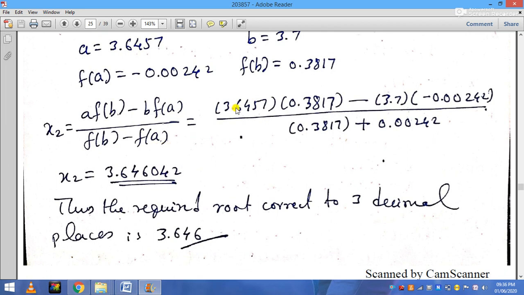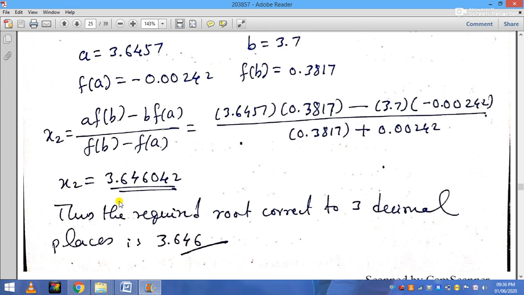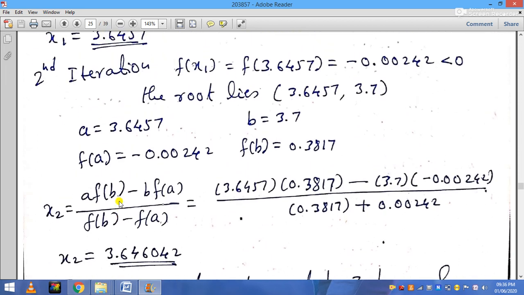Put a value 3.6457 and f of b 0.3817, minus b value 3.7, f of a value minus 0.00242, divided by 0.3817 plus 0.00242. This minus plus this. Then on simplifying we get the x2 value 3.64042.